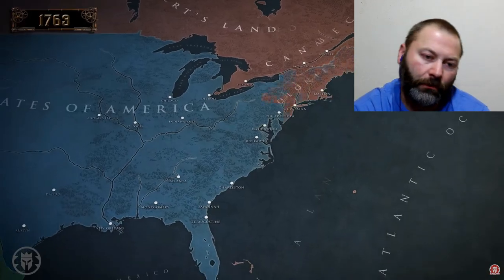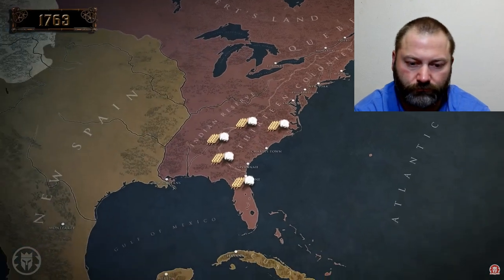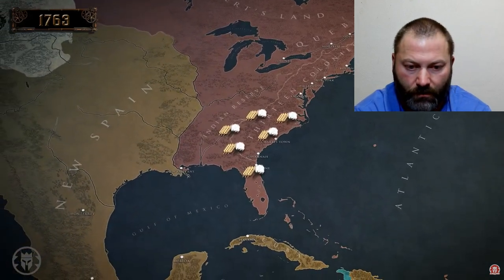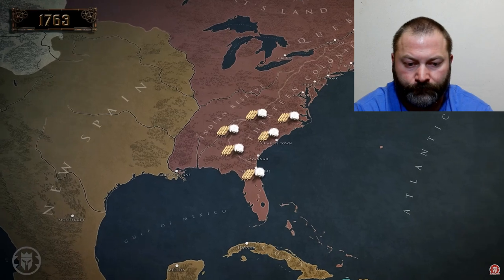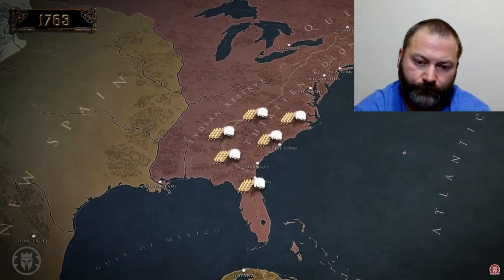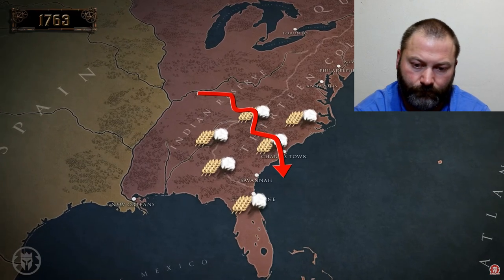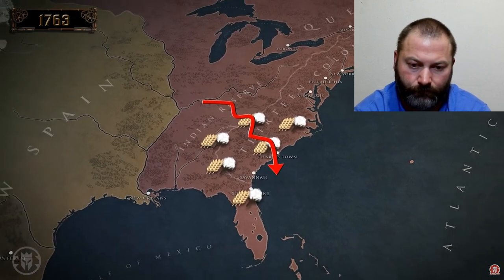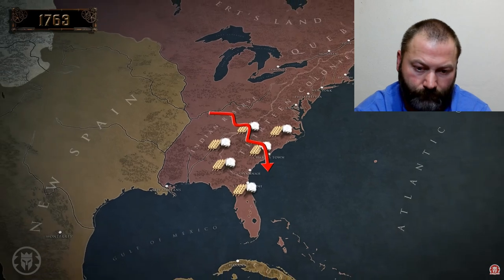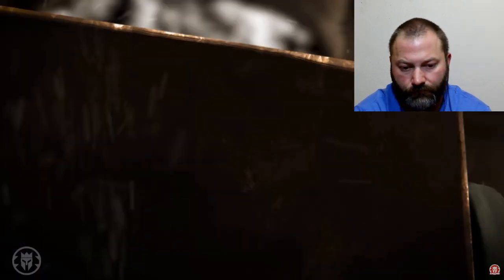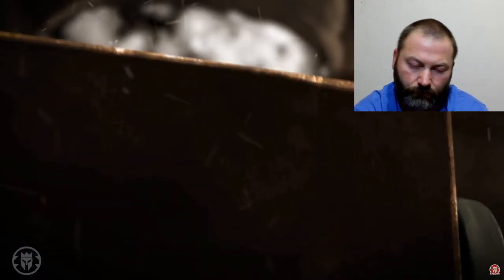The antebellum South was utterly dependent on slavery. Ever since they were first settled, the economies of the southern states had been built around agriculture, with large plantations being the economic capstone. This system was nearing collapse in the 18th century due to the falling prices of southern cash crops and the devastation of its soil. Eli Whitney's cotton gin changed everything.